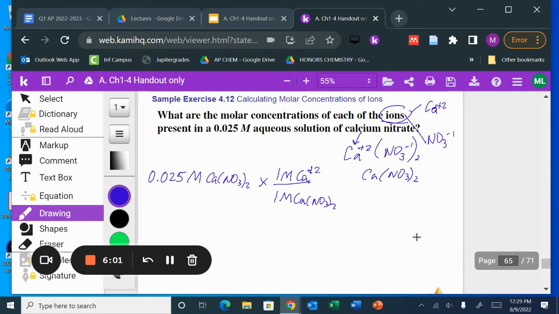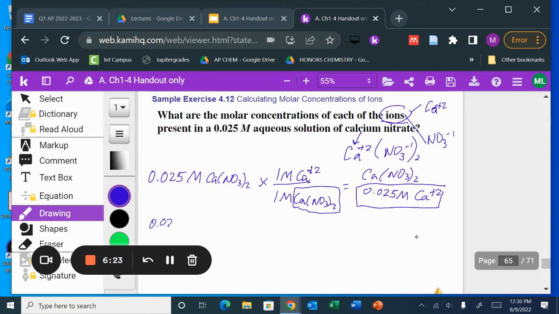Okay, because in this substance, there's only 1 calcium ion for every 1 calcium nitrate. So the answer is the same, 0.025 molar calcium +2 ions. Okay, pause the video and do the next one. Do nitrate now. Okay, good.